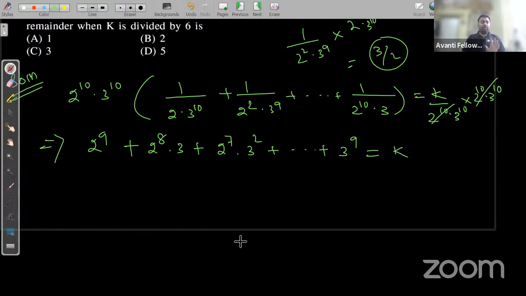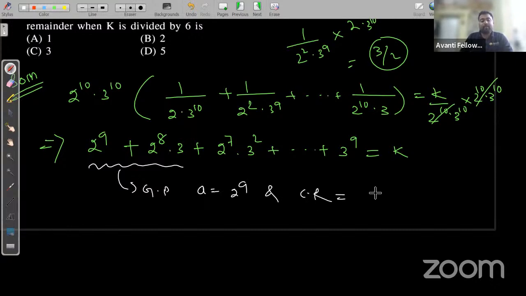Now what is the series you are getting? Actually, this is an easier form of the previous one. You can easily say this is a GP with the first term 2 raised to 9 and the common ratio 3 upon 2, right? Now we can find the left hand side. The left hand side represents a GP, so easily we can find the summation of that GP.